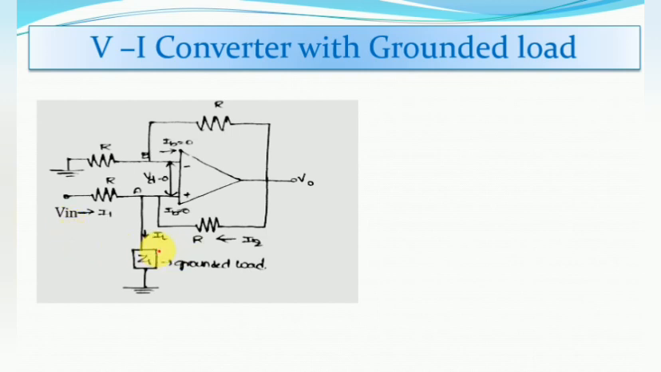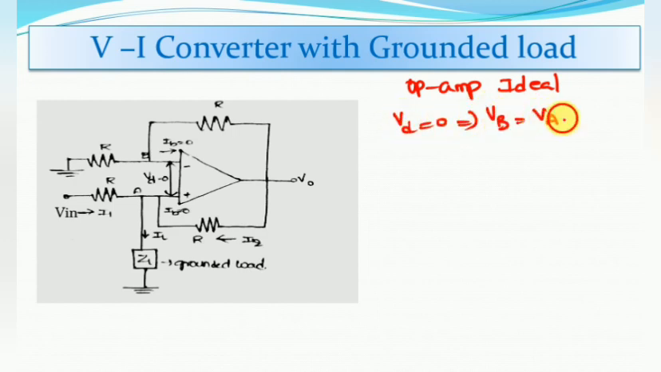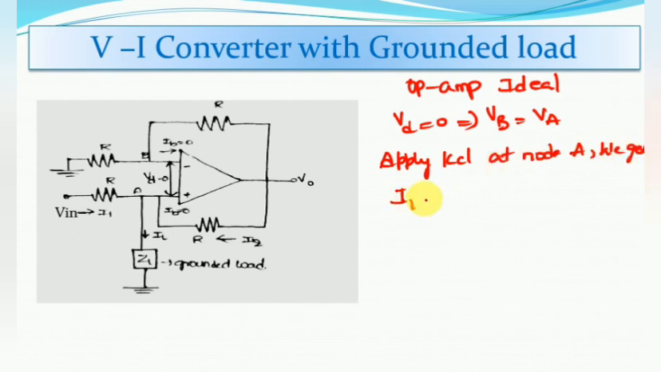Okay, now repeat the same procedure as we did in the V2I converter with the floating load. That is, we are assuming that the op-amp is in an ideal condition. So here the virtual ground concept is applicable. That is, VD value is equal to 0, which implies VB is equal to VA. Now simply apply KCL at node A. So if we apply KCL at node A, we get, now what are the entering currents? Entering currents are I1 and I2 and the leaving current is IL.